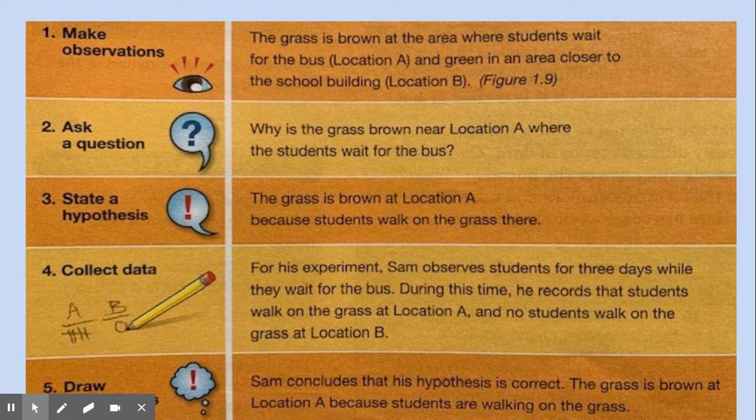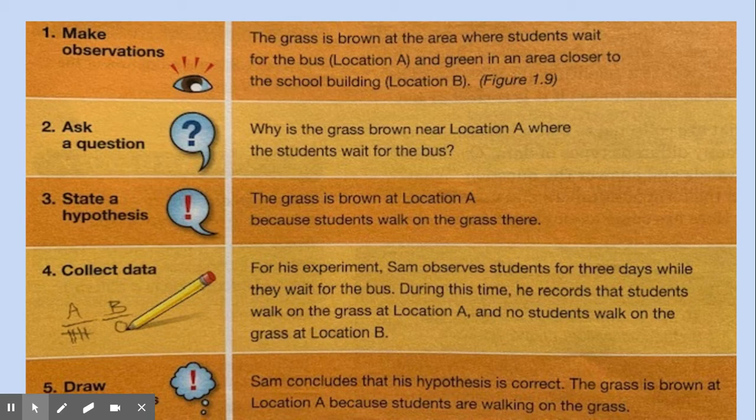Sam made a table. Sam used the scientific method. After making an observation, he asked a question. He answered this question by stating a hypothesis. Sam completed the steps of the scientific method by collecting data and drawing a conclusion. If you look at the graph, here's what we see.